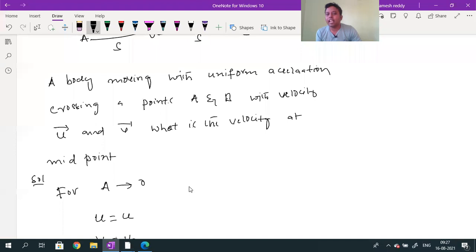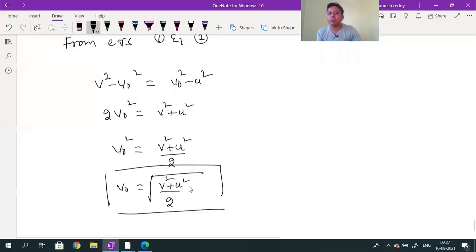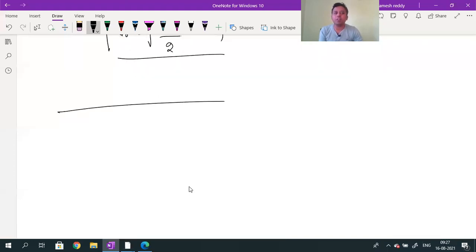Now I have given the concept. Based on this concept, how will they ask the numerical? For example, a body moving with a uniform acceleration crosses the point A with a velocity of 5 meters per second and crosses the point B with a velocity of 6 meters per second. If they ask you to calculate the velocity at the midpoint, what is O? O is the midpoint of A and B. So what is the velocity at O given by the formula? Now we come to know the formula.